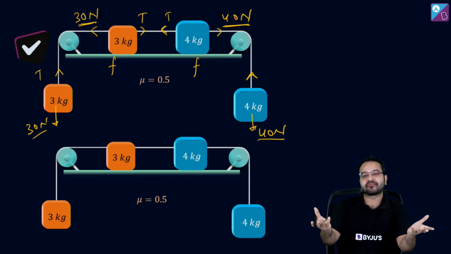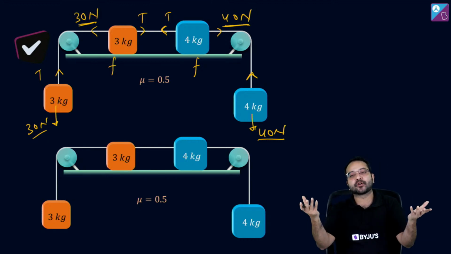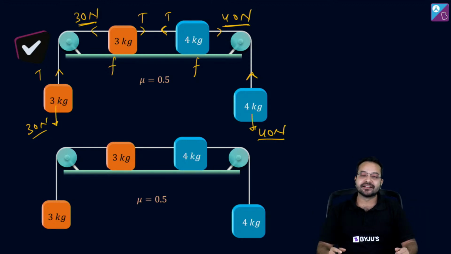We don't know the magnitude of static friction. It could be anything between 0 to mu N. The direction of friction, we don't know. It could be anything. So friction is tricky to handle and we will see how to figure that out. But the question to be asked here is, does friction adjust itself first on the 4 kg block or the 3 kg block?